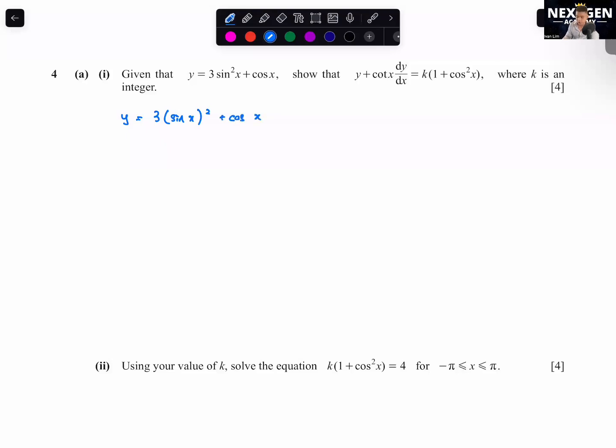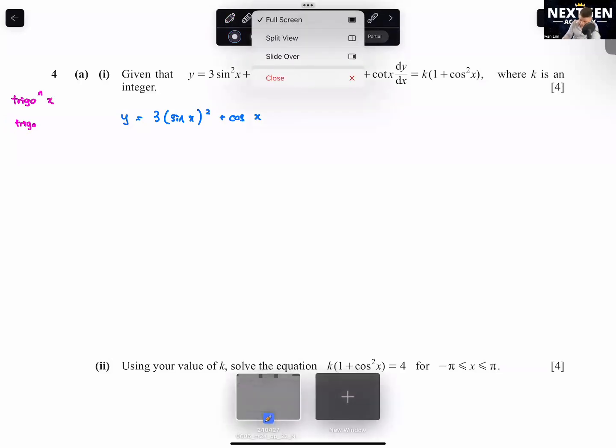Because once again, if you're wrong over here, the whole thing is wrong already. So if you see any power in the middle of a trigo and they want you to differentiate, you have to put it into a bracket with the power like this, then you will do a chain rule. So just remember, trigo with power, like that. Whenever there is a trigo power x, so sine, cos, or tangent, trigo power x, use this form.